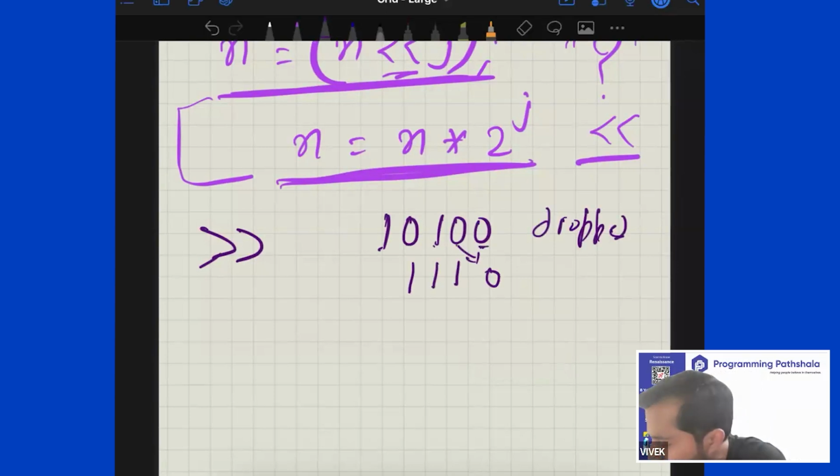Oh, sorry. This 0 came here, this 1 came here. It was 0, so my bad. This 0 comes here, and then this 1 comes here. And the last bit is just dropped.